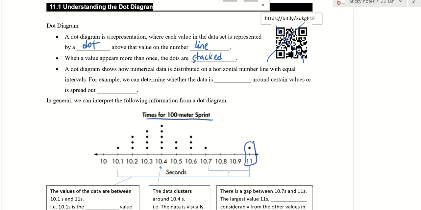So if you remember, this is what we call an outlier. A dot diagram shows how numerical data is distributed on a horizontal number line with equal intervals. So the spacing between these values is constant. For example, we can determine whether the data is clustered around certain values or if it is spread out evenly.